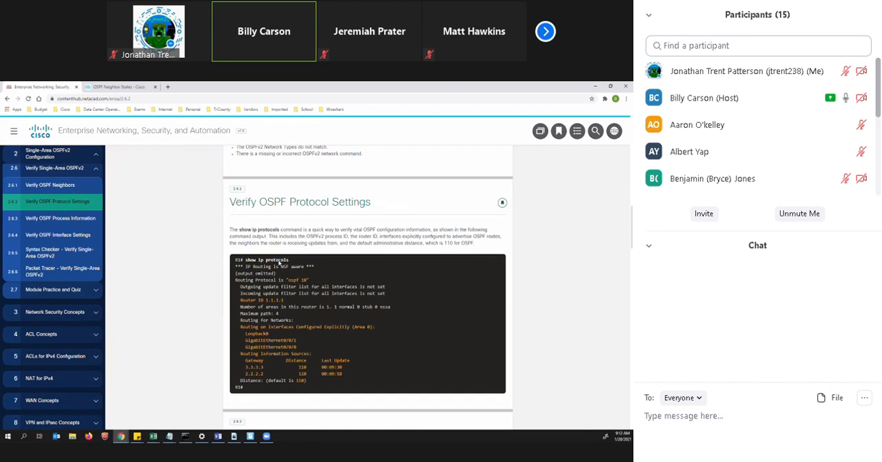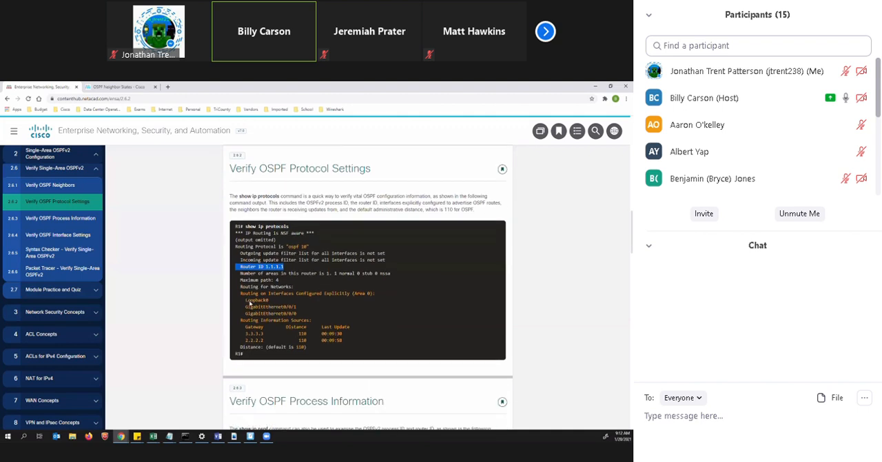Your protocols, if you show IP protocols, it'll tell you that here you're using OSPF. There's your ID you set up as 10. There's your router ID. And you can see the networks that OSPF is connected to. And your default AD is 110. That's just OSPF.